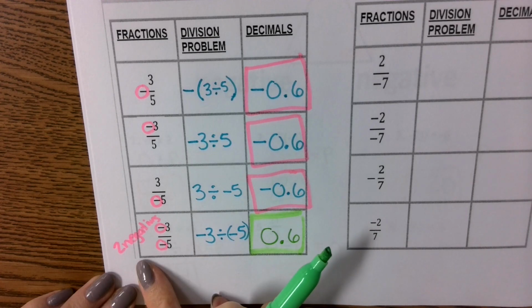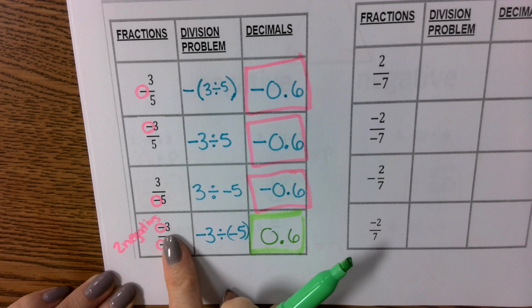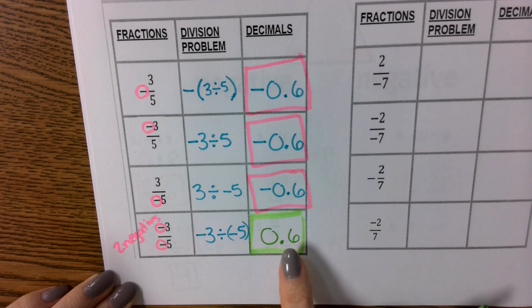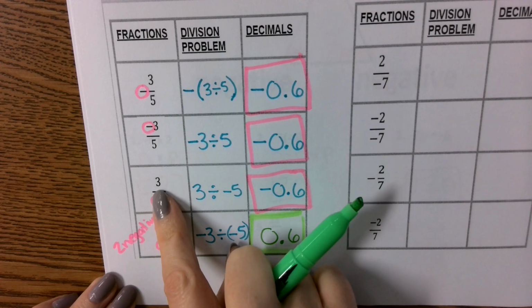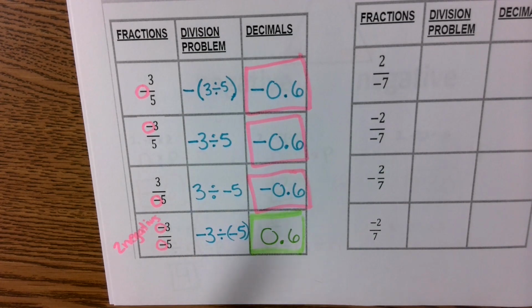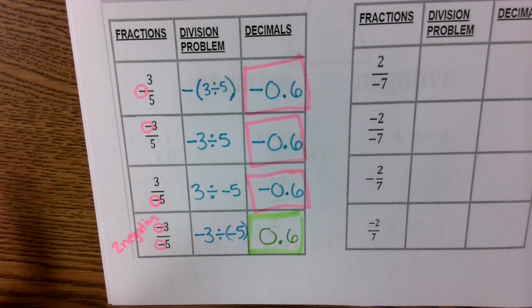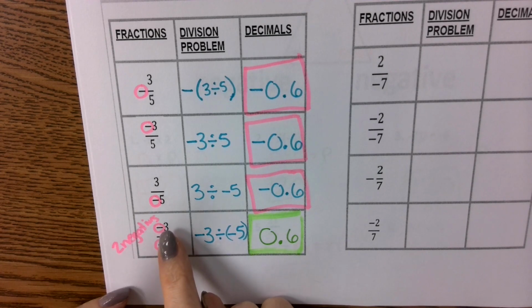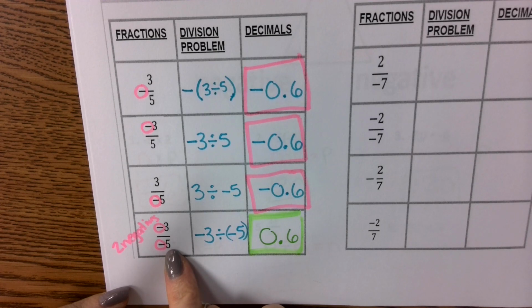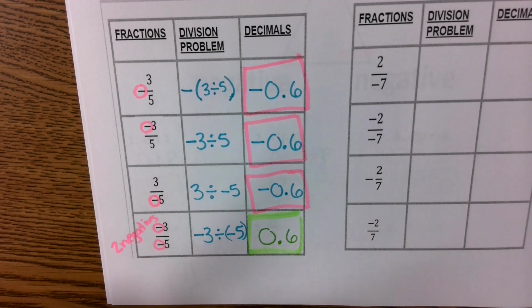So having 2 negatives in your fraction is going to give you a different answer than having 1 negative with the fraction. It's okay for the negative to be in front of the fraction. It's okay for the negative to just be at the top or to just be at the bottom. What's not okay is to have a negative at both the top and the bottom at the same time. Then that would not be a negative fraction anymore. That would become a positive.